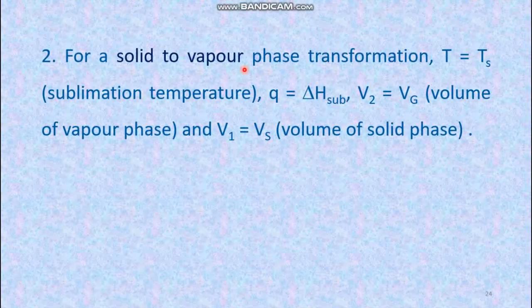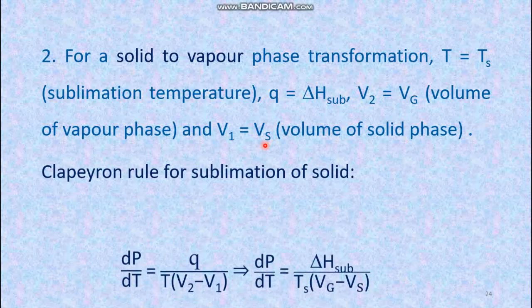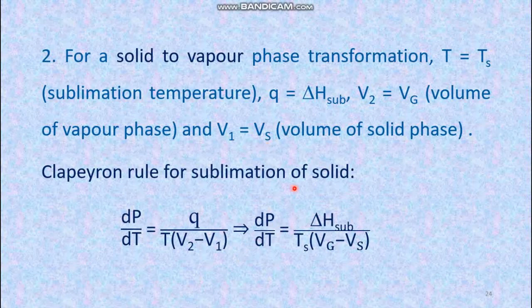Secondly, for a solid to vapor phase transformation, this is nothing but sublimation. In that case, the temperature is the sublimation temperature, and the heat change is the heat of sublimation. V2 is the volume of the vapor phase, and V1 is the volume of the solid phase. In that case, the Clapeyron equation may be converted into this one: dP by dT equals delta H sublimation divided by the sublimation temperature, into the volume of the gaseous form minus the volume of the solid form.